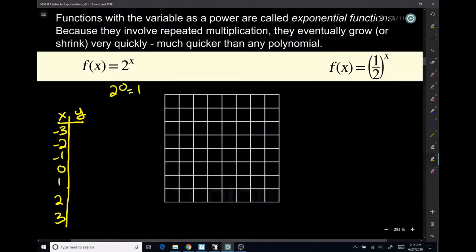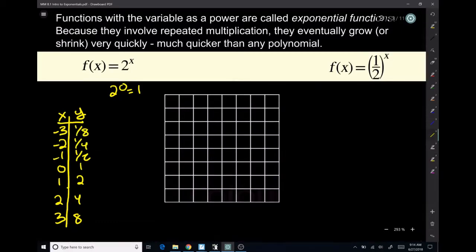If I plug in 0, 2 to the 0 is 1. Don't forget that. That's important. Anything to the 0 is 1. 2 to the 1 is 2. 2 to the 2 is 4. 2 to the 3rd is 8. 2 to the negative 1 is a half. Negative 2 is a quarter. And negative 3 is 1/8.